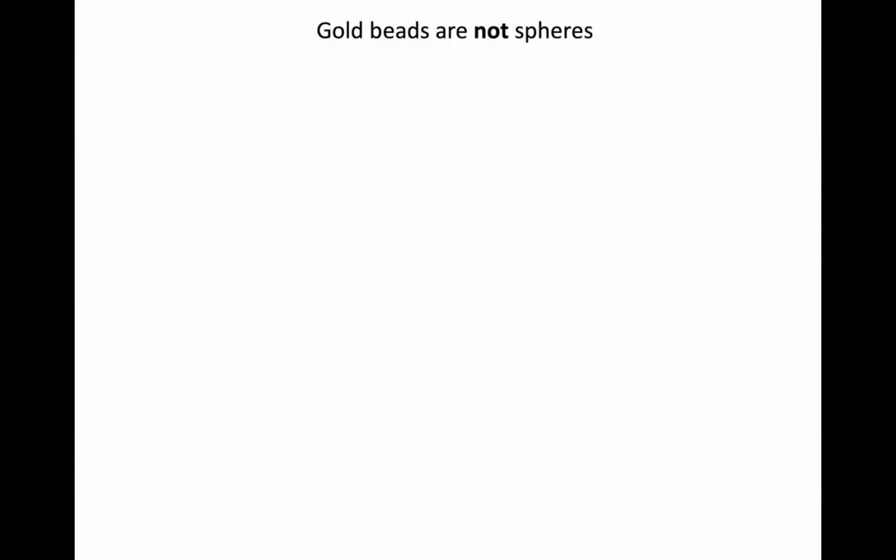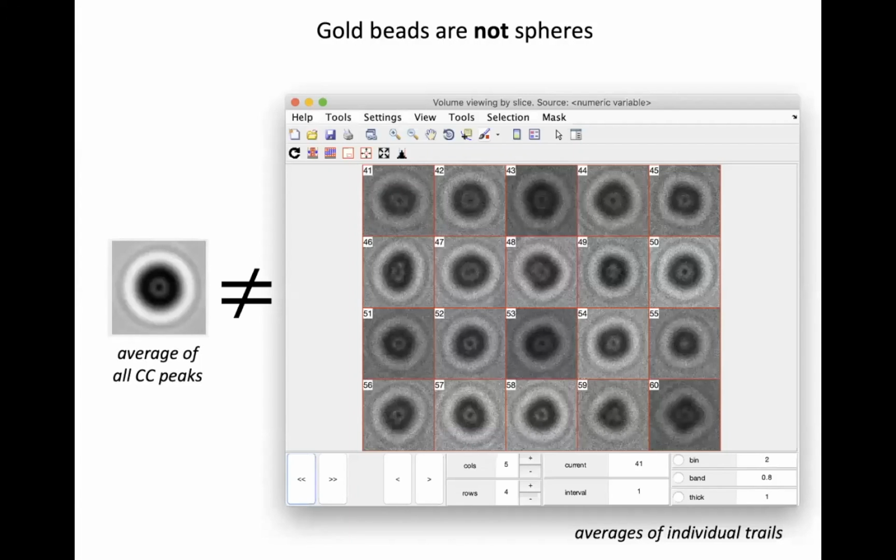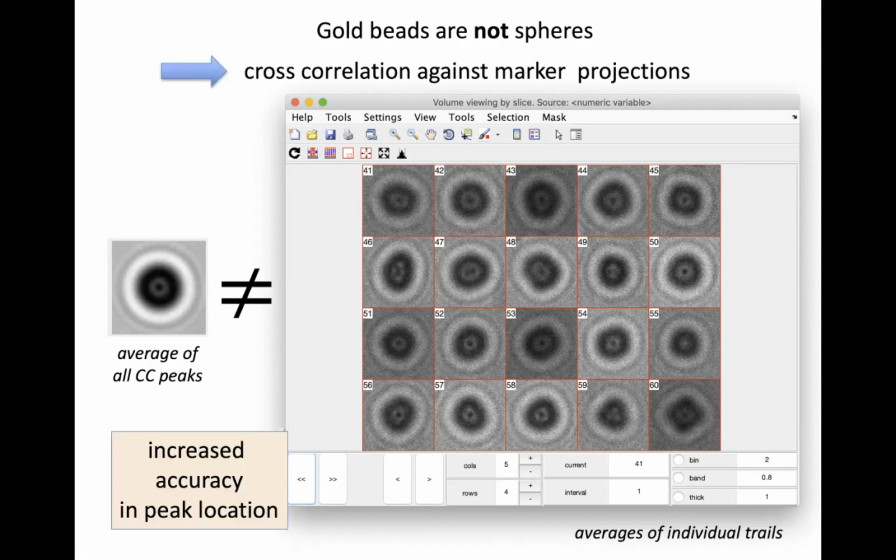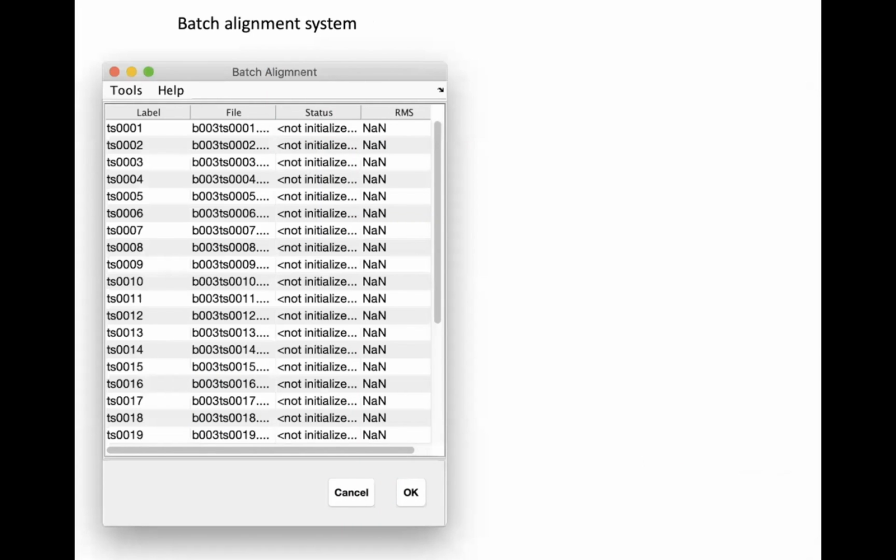Another thing that I want to mention in this new module is that we also take into account that gold beads are not real spheres. We have to put some kind of thought into the fact that the gold beads will have different appearances during the tilt series.